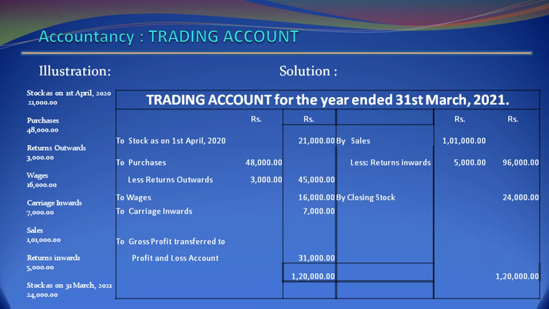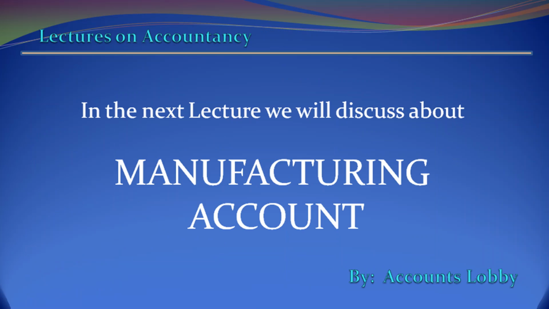On the credit side, by sales 1,01,000 in the inner column. Less returns inwards 5,000 in the inner column. Net of sales less returns 96,000 in the outer column. By closing stock 24,000. When we balance, we get a profit of 31,000. This is a gross profit, and this should be transferred to profit and loss account by recording on the debit side, to gross profit transferred to profit and loss account 31,000. When you total up the debit side and credit side, it is matching 1,20,000. In the next lecture, we will discuss manufacturing account.